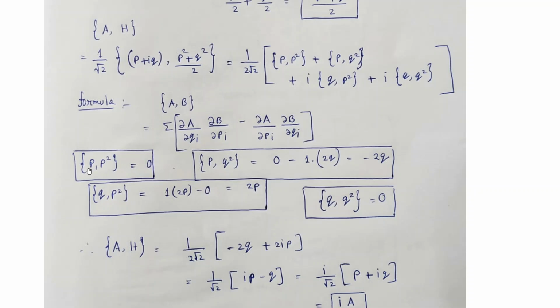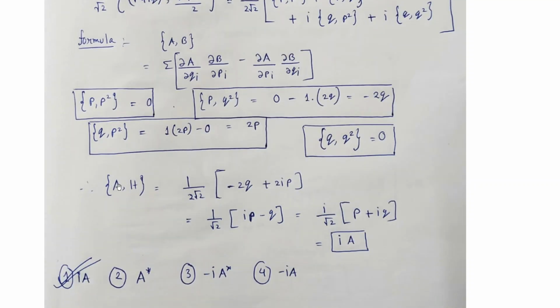So now, Poisson bracket of P and P square is surely 0 because there is no Q involved here. P and Q square, the first term is 0 from this expression, and the second term is minus 1 into 2Q. If you differentiate Q square with respect to Q, you get 2Q, and P with respect to P gives you 1. So this is minus 2Q. Similarly, you can do the other two calculations very easily. Poisson bracket of Q and Q square is 2P, and Poisson bracket of Q and Q square is 0 again. This is similar to what you do in quantum mechanics actually. This is simple, I mean exactly similar.